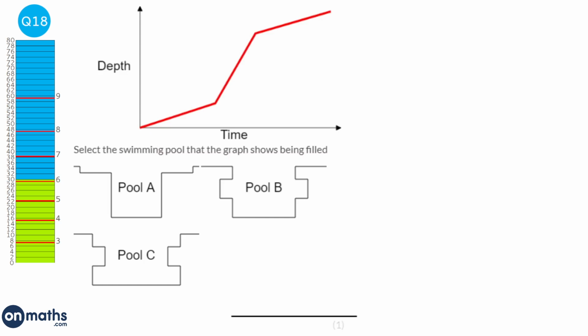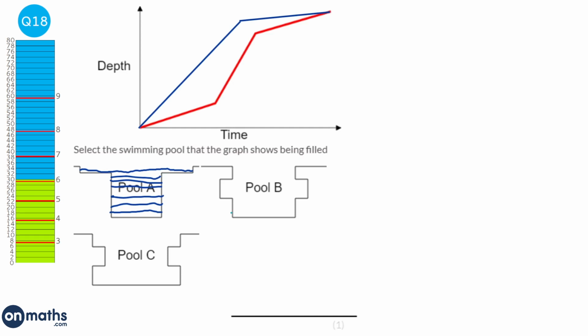So with each of these pools, try and imagine it being filled. So pool A, first of all, we've got water coming into it, and it's actually going to go quite quickly initially, and then it will hit a point at the end where actually it will go really quite slowly because it's a wider pool. So we would imagine that the graph for pool A would go quite quickly at the start, and then at the end it would go much slower. And that doesn't really describe the graph. The red graph doesn't really describe that at all.